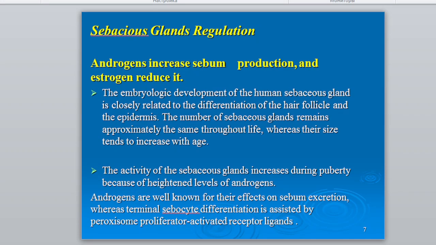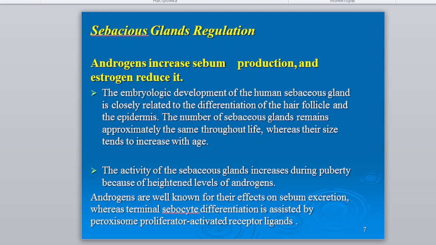Next, sebaceous glands regulation. Androgens increase sebum production, and estrogens reduce it. The embryologic development of the human sebaceous gland is closely related to the differentiation of the hair follicle and the epidermis. The number of sebaceous glands remains approximately the same throughout life, whereas their size tends to increase with age.